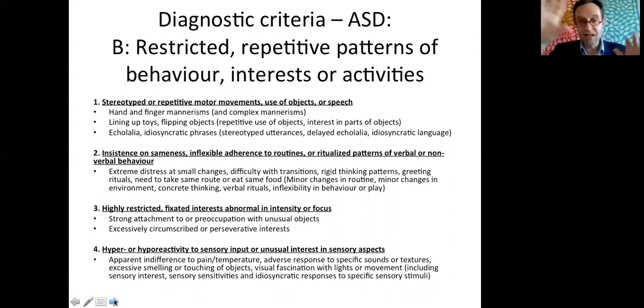We've looked at the one circle, now the second one. We may see stereotyped or repetitive motor movements, use of objects, or of speech. So you might see children flicking their fingers when they get excited, or tippy-toeing, or twirling around, when they're very excited or when they get very distressed, for instance, by something. They might line up their toys rather than play with them. They might flip things. They might open and close things. They might take a car and rather than pushing it around saying vroom, vroom, vroom, they might turn it around and spin the wheels or open and close the doors, for instance.